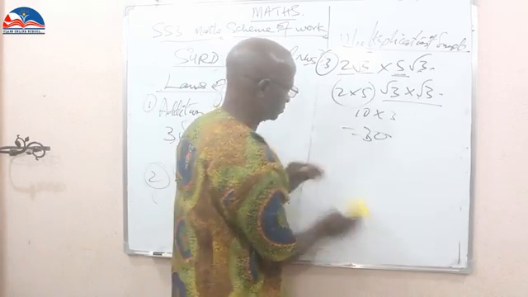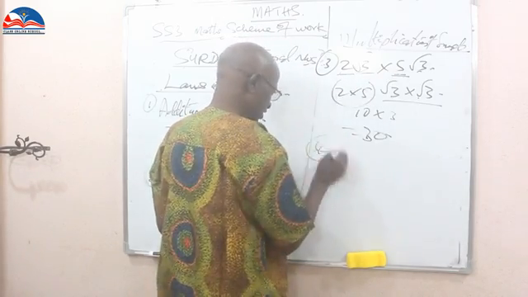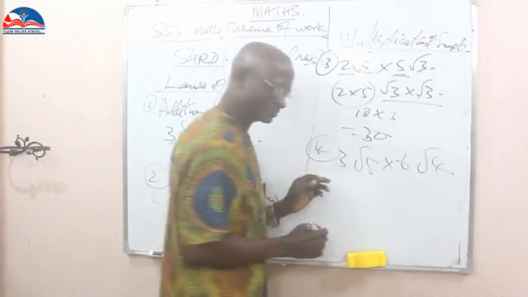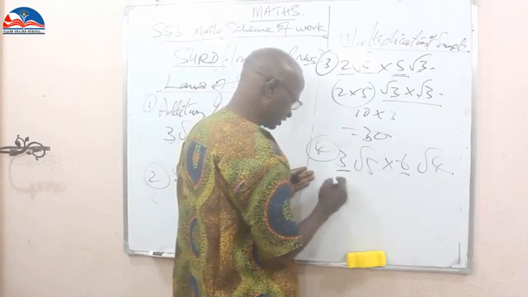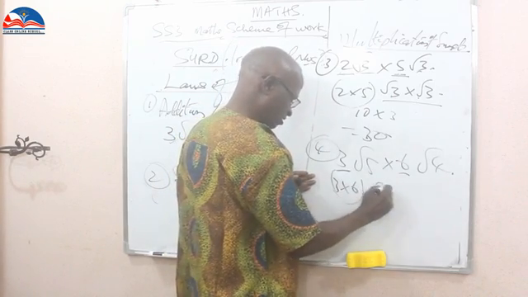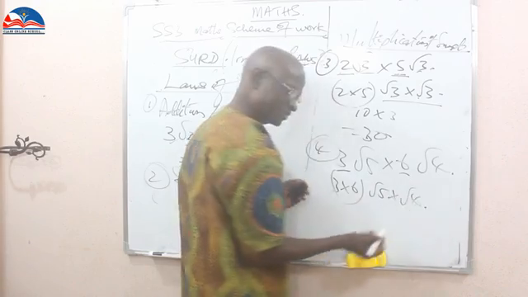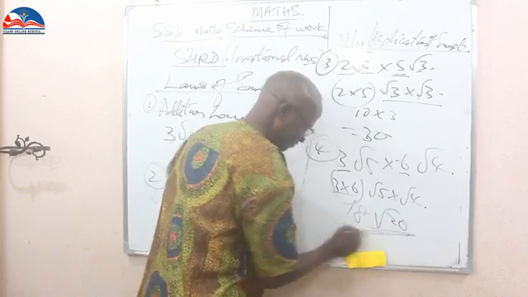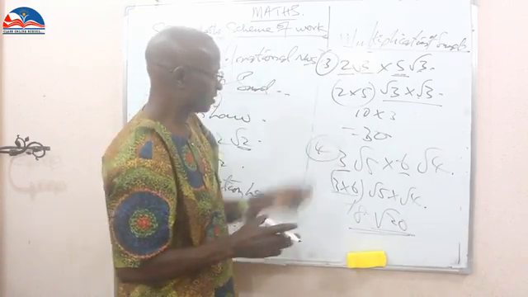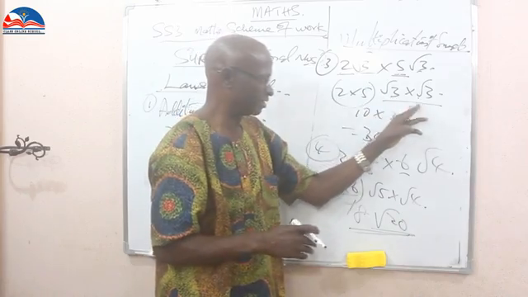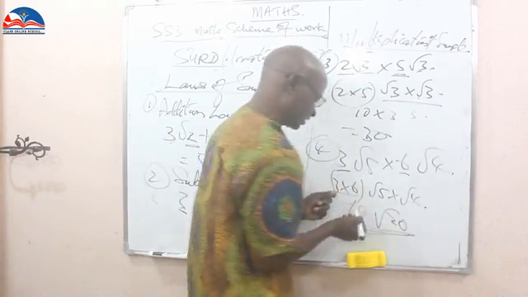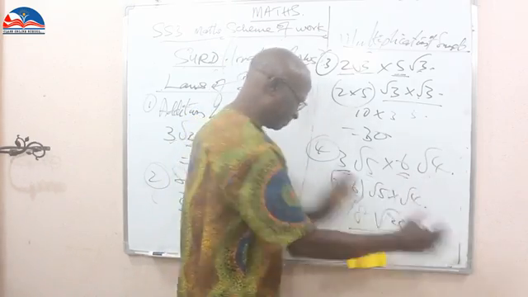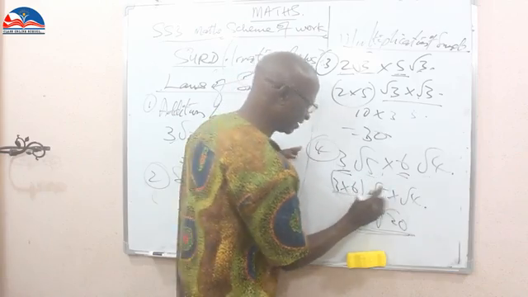As these are not the same, that's why I do number 4. I do 3 root 5 times 6 root 4. What do you do? Take the ordinary numbers 3 and 6 together, and root 5 times root 4 together. This will give you 18, and this will give you root 20. That's the multiplication law. If they are the same, root 3 times root 3 is 3. But when they are not the same, take the ordinary numbers apart: 3 times 6 is 18, and 5 times 4 is 20, still under the root.